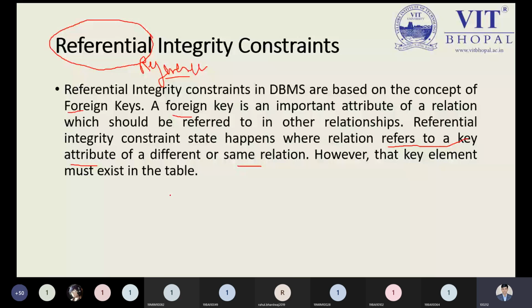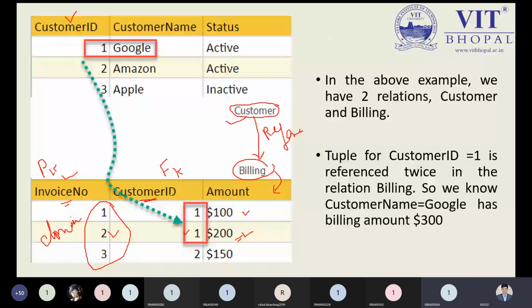So this is the point. Yes, tell me any doubt in this example? No doubt, sir. So in coming days, I will give some exercise, and you have to implement, and you have to find which table contains the primary key and which table contains the foreign key.